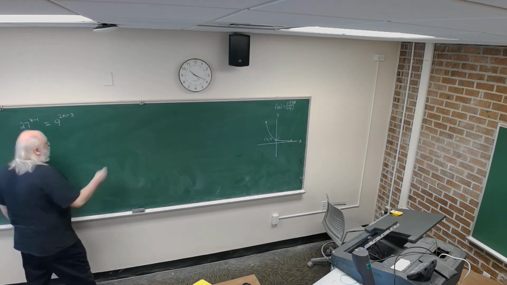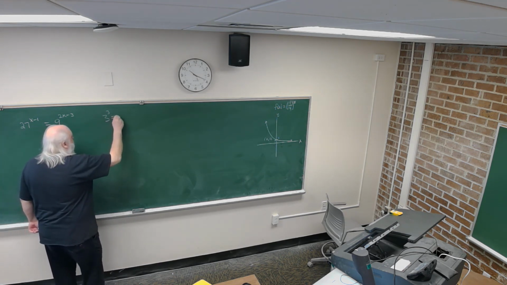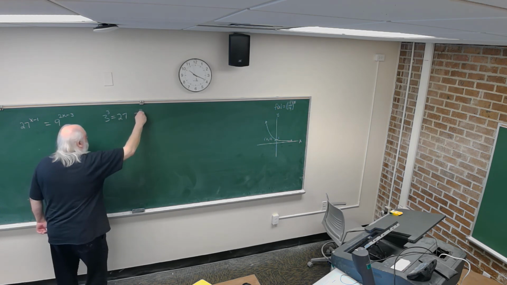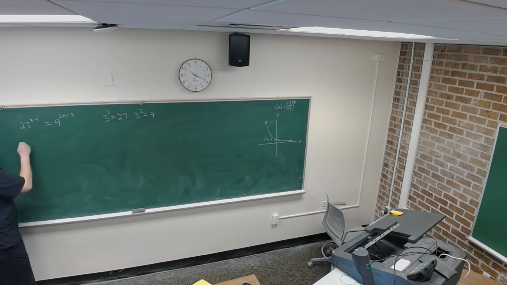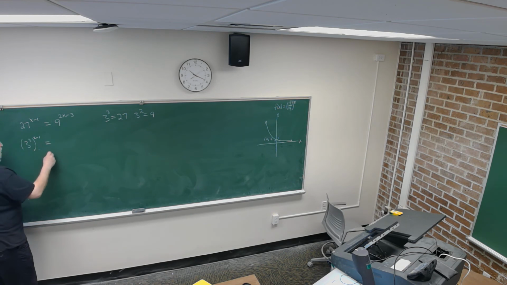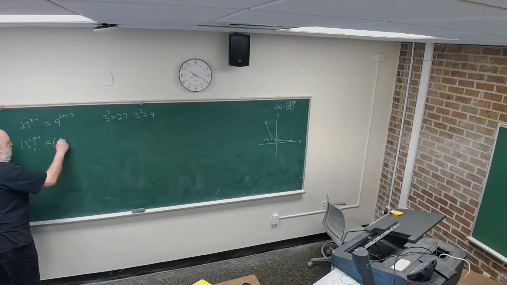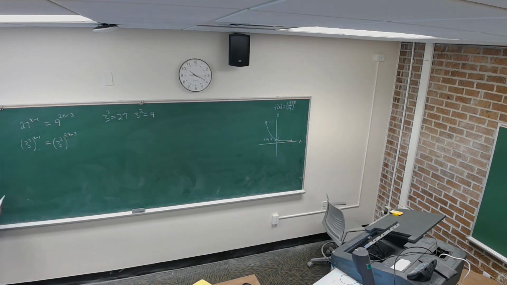You know that 3 cubed is equal to 27, and 3 squared is equal to 9. So we replace 27 with 3 cubed, and we replace 9 with 3 squared. And I've got to put the 3 cubed in parentheses, right? Because it's 27 raised to x minus 1. So it's 3 cubed raised to the x minus 1. Likewise, it's 9 raised to the 2x minus 3. So it's 3 squared raised to the 2x minus 3.